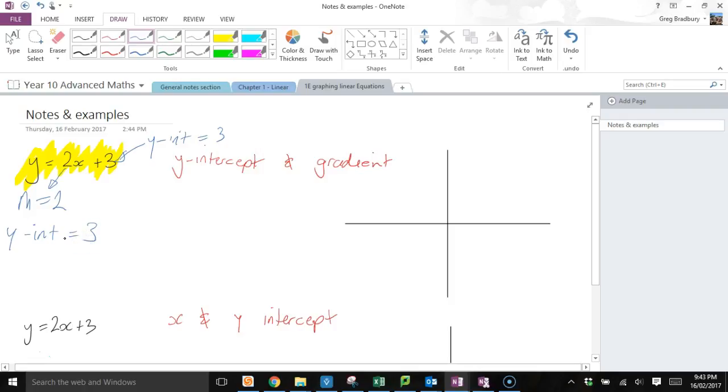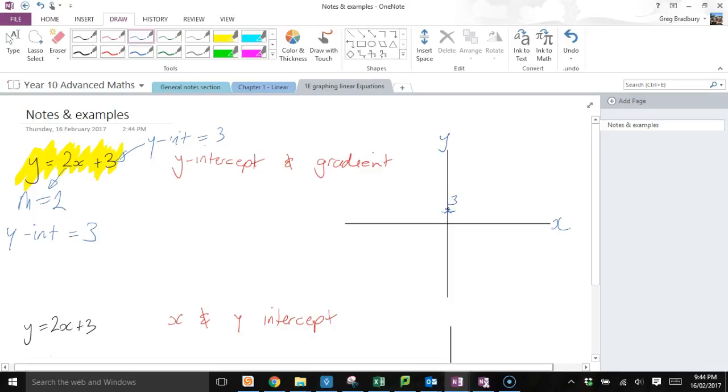Okay, so we've got our set of x and y axes over here, and we're going to start by drawing a line. We need 2 points to draw a line. We know 1 point is the y-intercept, so it doesn't matter where you mark it. I know it's in the positive direction, so I'm going to put it up here and put a 3. So I know that it goes through that point there.